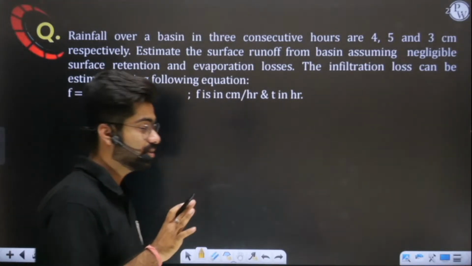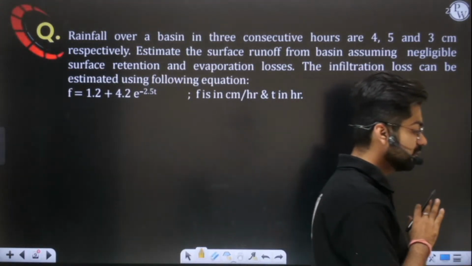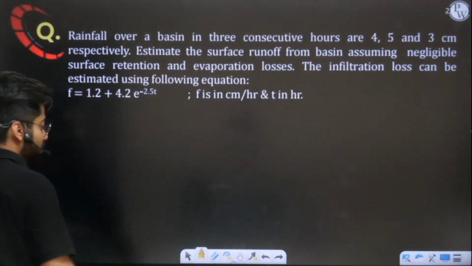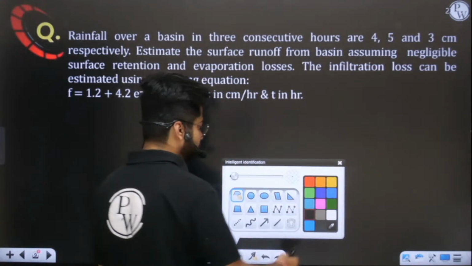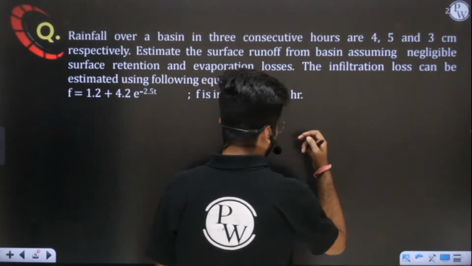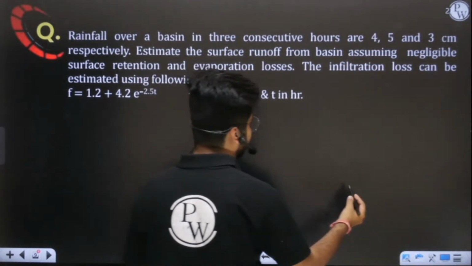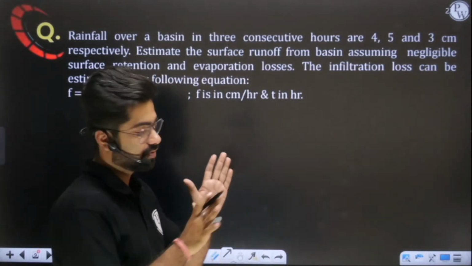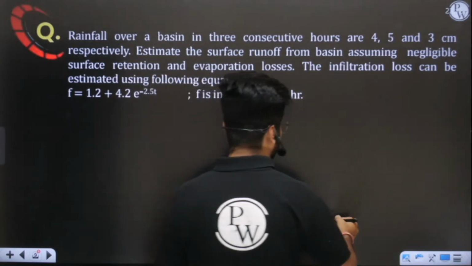This is a very good question. With the help of this, you will be able to understand the entire concept of infiltration very clearly. So how will I solve it? This is a very important question. First you need to make the hydrograph. Be very attentive. This is a very important and little tough question.